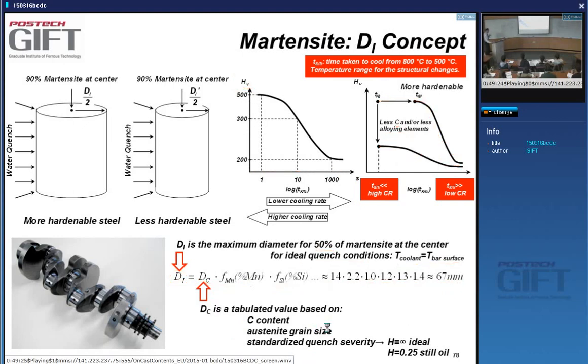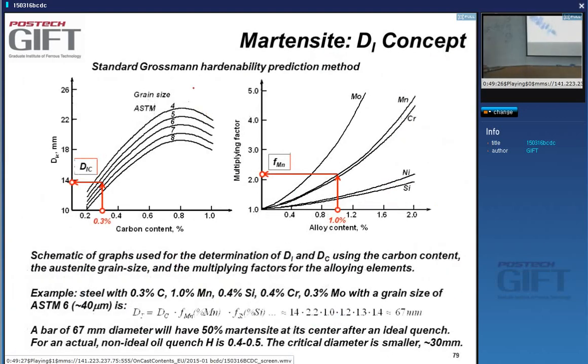So let me just show this quickly. This method was developed by a person called Grossman some time ago, and it's also known as the Grossman hardenability prediction method. It's important and widely used to specify compositions.